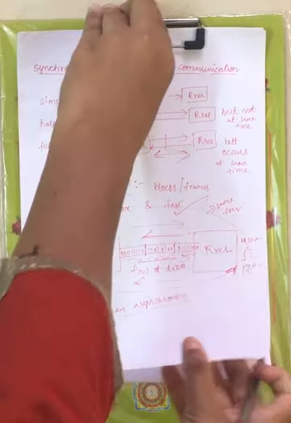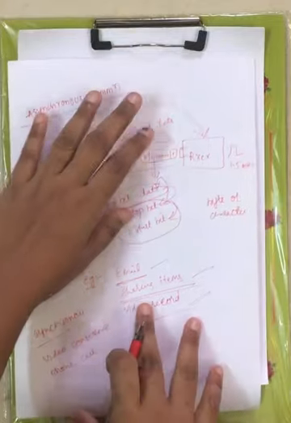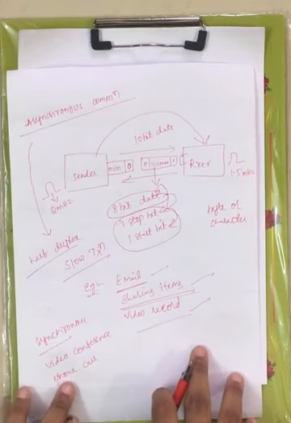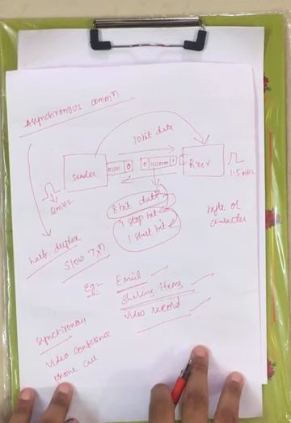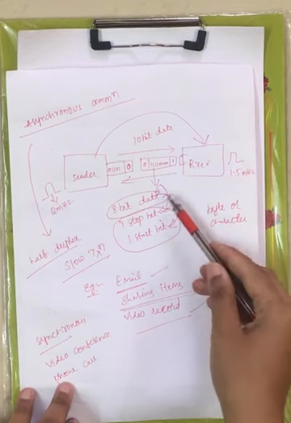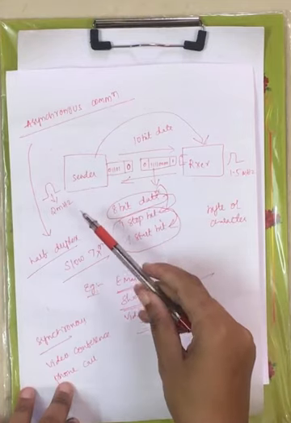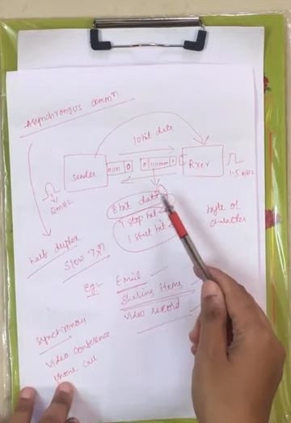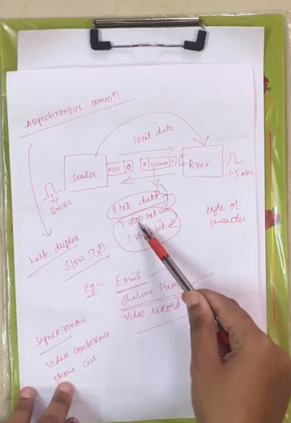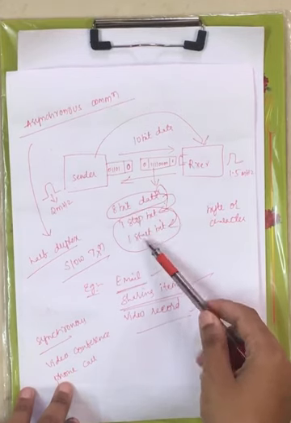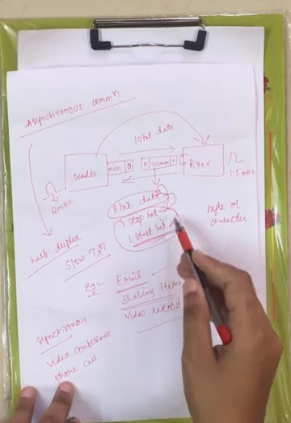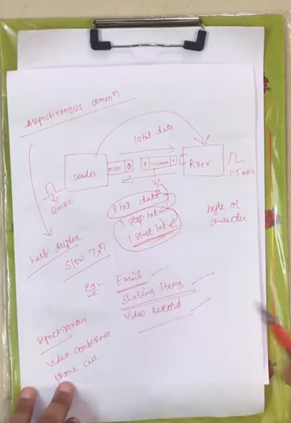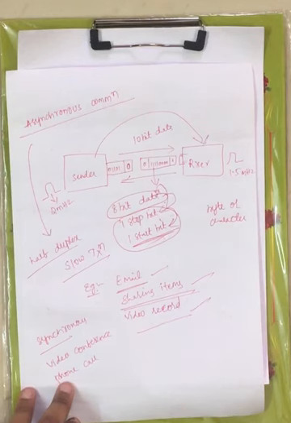Now coming to asynchronous communication, here we no need to maintain synchronization between the transmitter and receiver. Here, along with the 8-bit data that you want to transfer from sender to receiver, one start bit and one stop bit are included. The start bit indicates the start of the data, and the stop bit indicates that the data has ended.